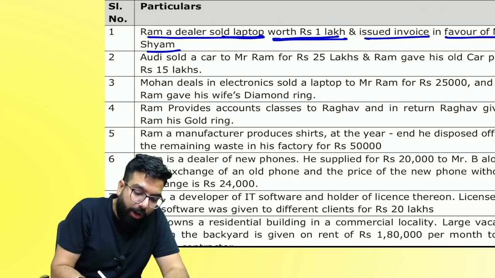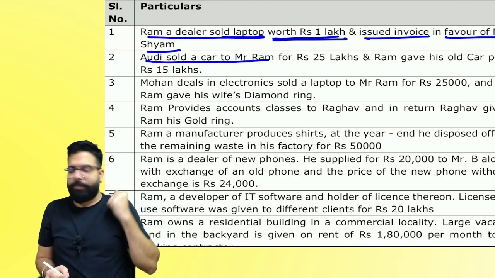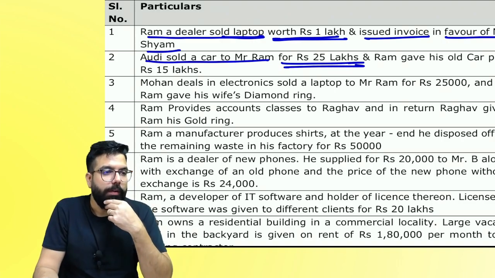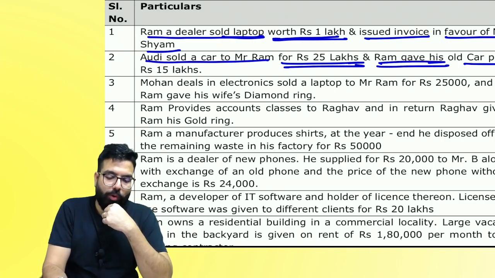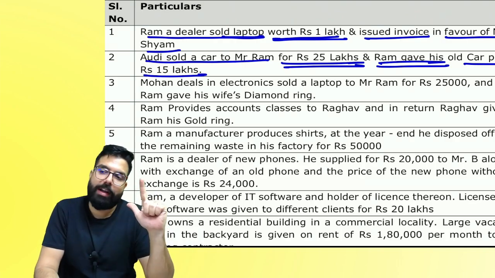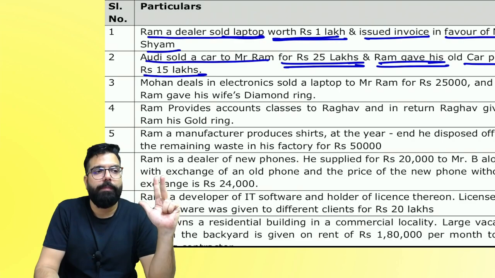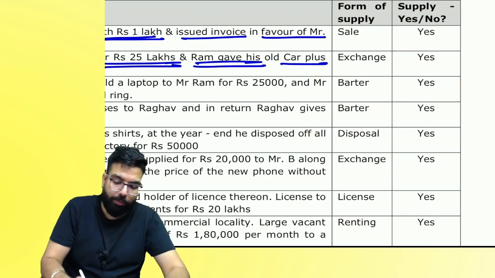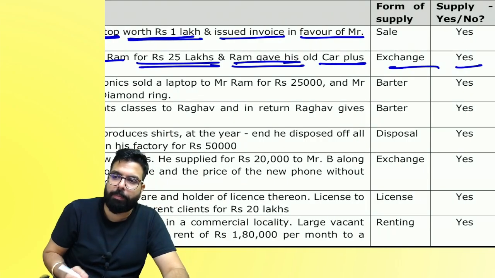Now, next. Audi sold a car to Mr. Ram. Now you will be fast. Audi sold a car to Ram for rupees and Ram gave his old car plus 15 lakh. Is it a supply? Exchange for a consideration in the course of business. Will Audi collect GST? Will Audi pay GST? Yes, story over. Exchange and GST, where it will come in supply. Next.